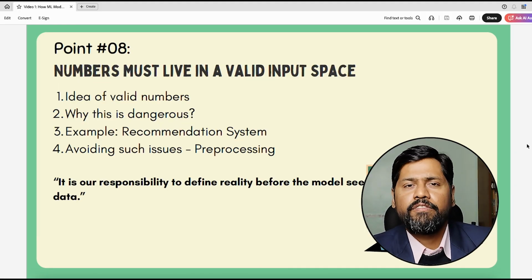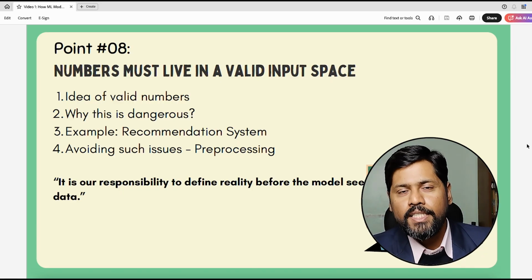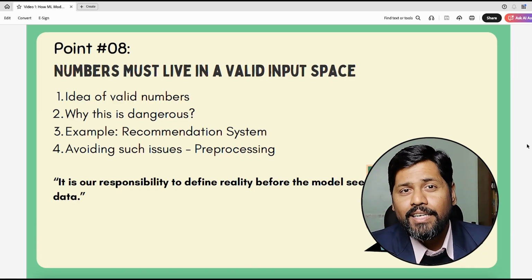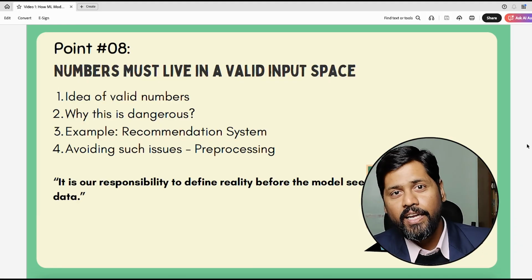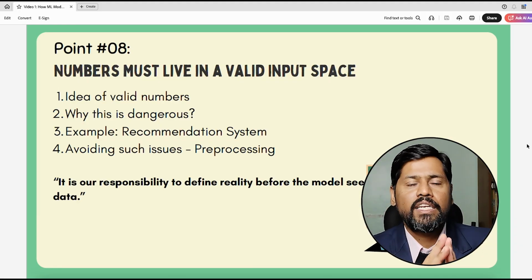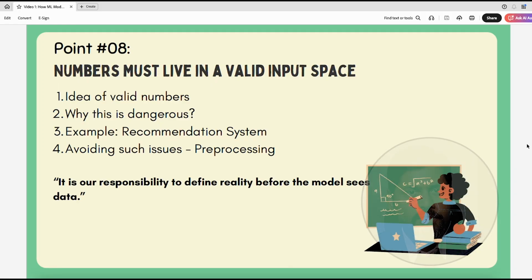So if we do not define a specific range, a valid range for each of our features, then the model, because a model does not understand all by itself that this is a valid number for this feature or this is an invalid number for this feature, will consider all the numbers as valid and it will take them into account for processing.